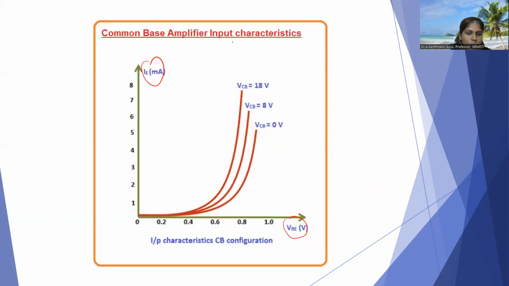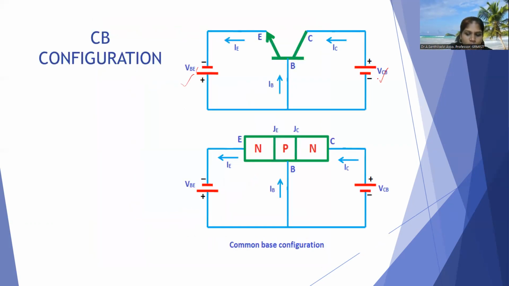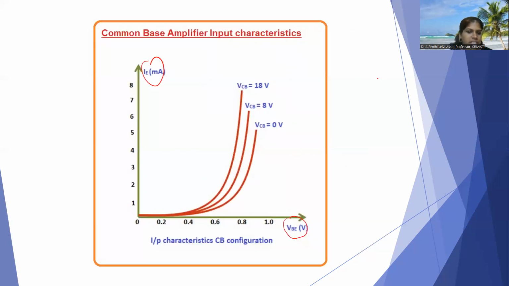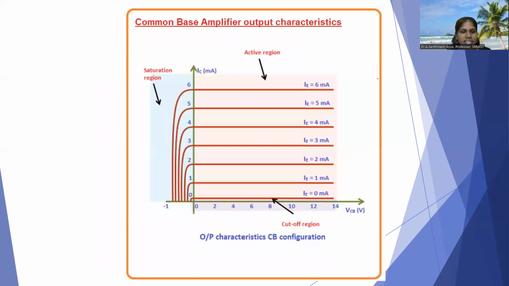To make the output voltage a constant. What is the output voltage here? VCB is the output voltage. Okay, fine. This is about the input characteristics. Next, we are moving to the output characteristics. How do we draw the output characteristics between the output voltage and output current?